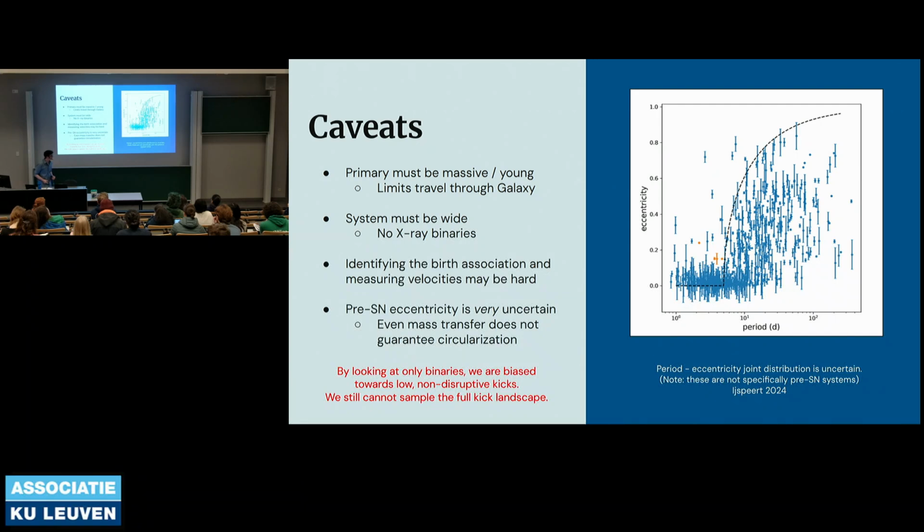The caveats for this analysis is that the primary must be massive and young to limit its travel through the galaxy. So if you have a low mass companion, for example, a 1 solar mass companion with your black hole, it might have lived for a long time. You can't really get a good narrow constraint on a short lifetime.